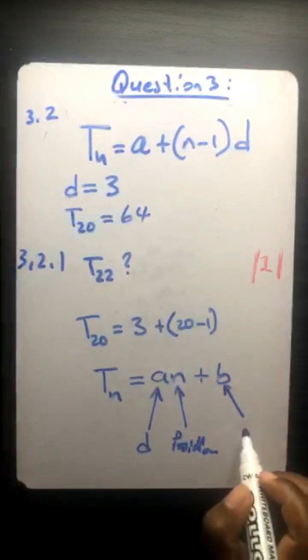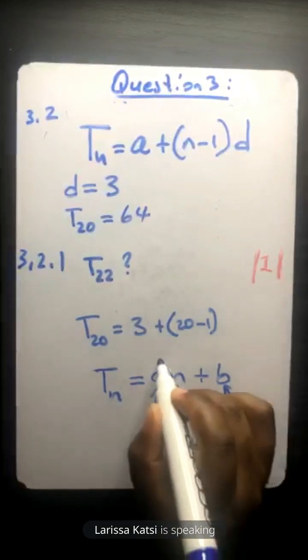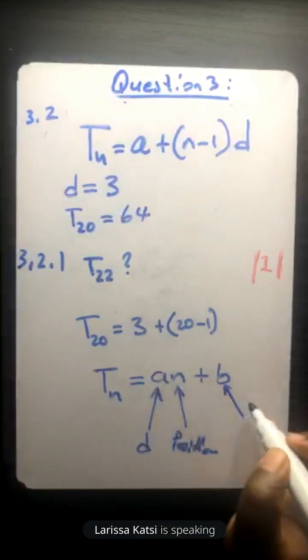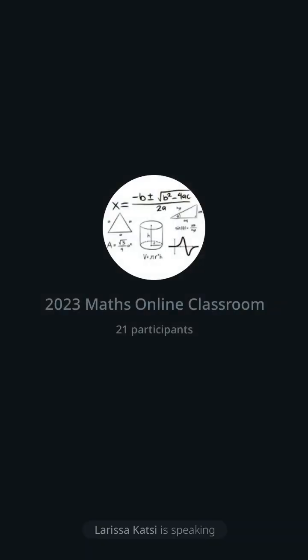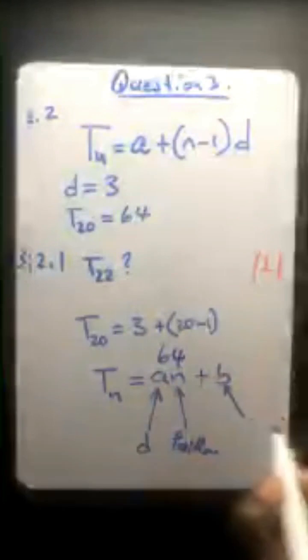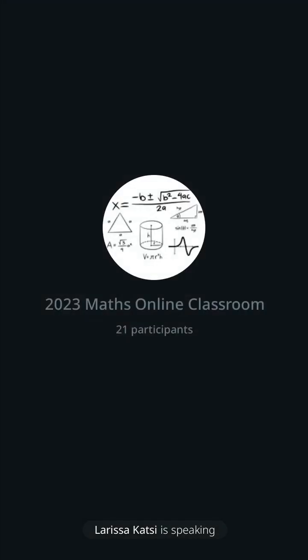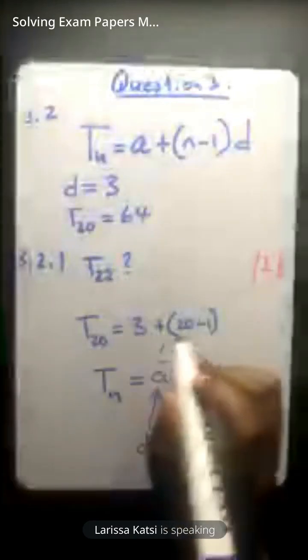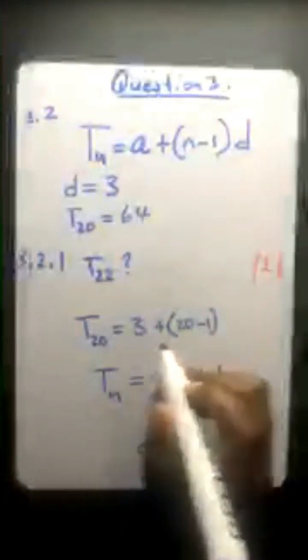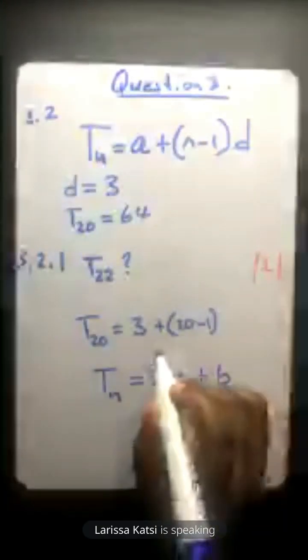What will the adjustment be? After we multiply A and n, the answer we get, we have to make an adjustment which will give us 64. So A times n, say 3 times 20, will give us 60.